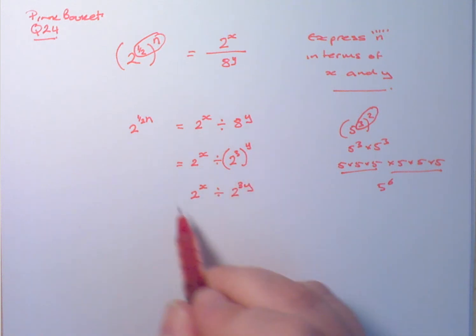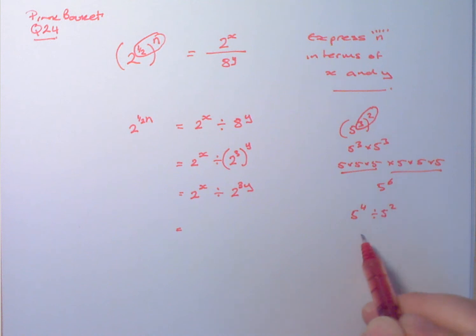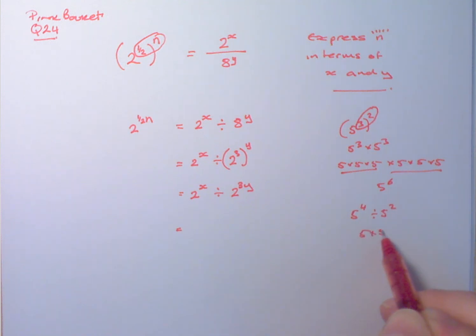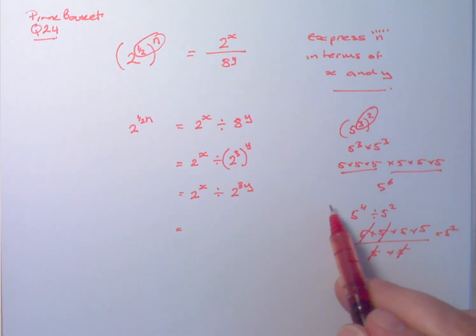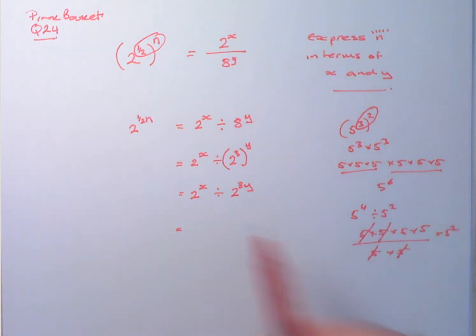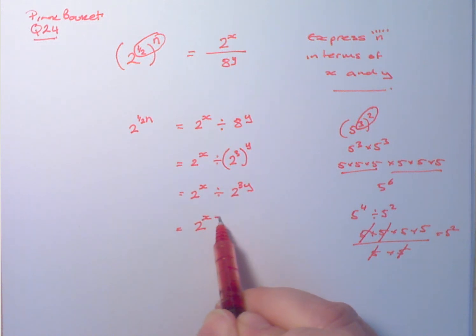And remember, with indices, if you're doing a subtraction, so if I had 5 to the power 4 divided by 5 to the power 2, I would literally have 5 to the power 4 divided by 5 squared, and this would cancel, and I get 5 squared. So what happens is that when I'm doing division, I subtract the indices, and so here I can say that's 2 to the x minus 3y.